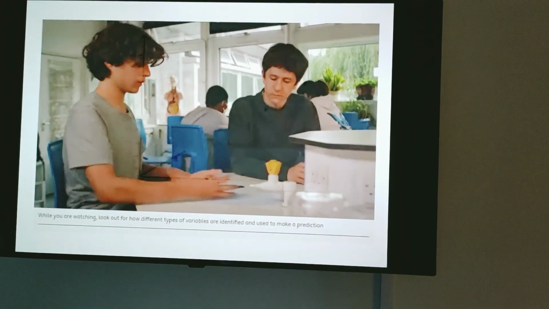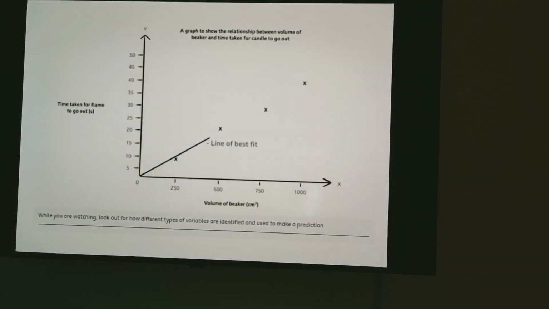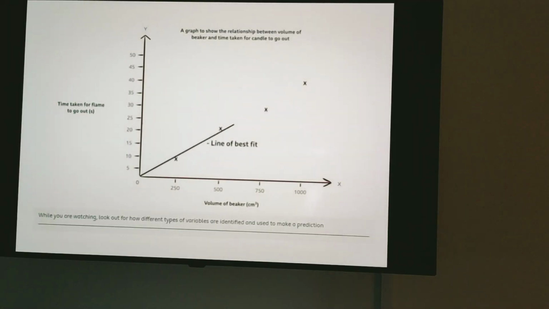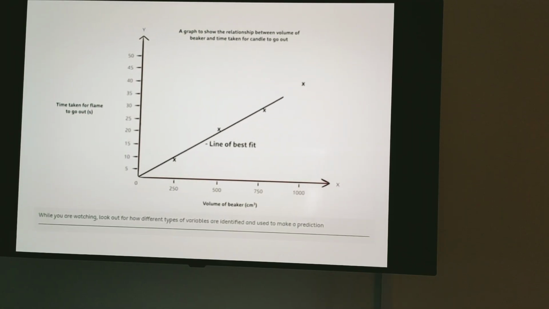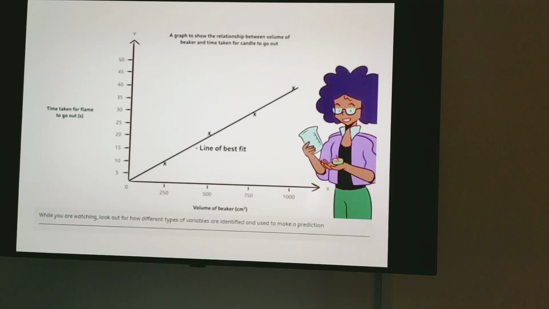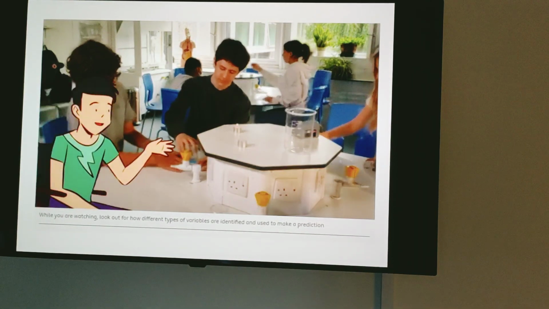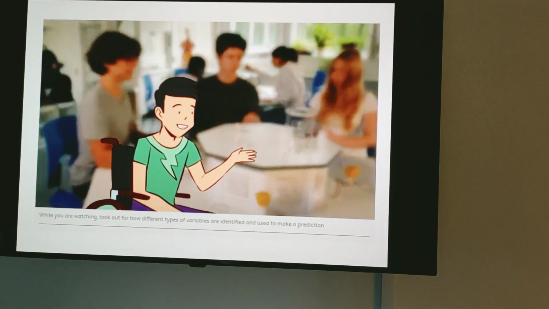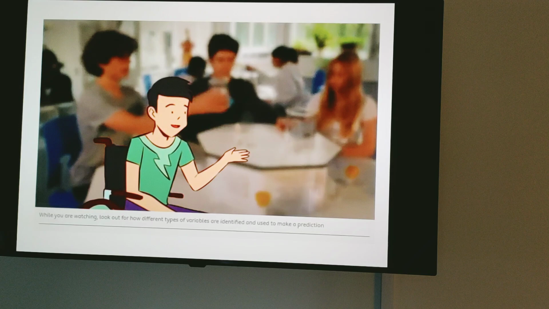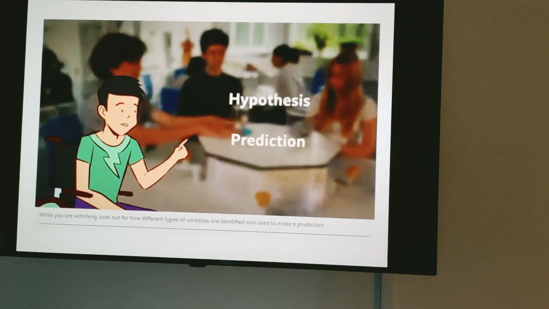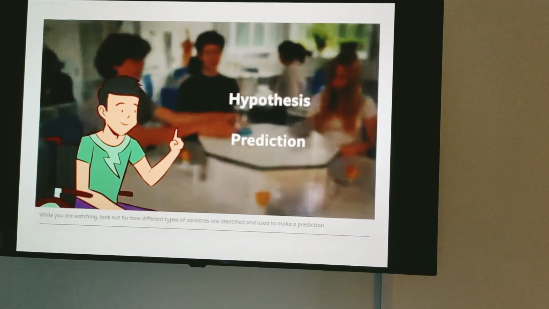Our graph shows us the pattern in our results. The bigger the measuring beaker, the more air, and the longer the candle burnt. So, we have seen an experiment looking at how long a candle burns under different beakers. We have formed a hypothesis, and then we have tested it, looking at the difference between the meaning of the word hypothesis and the word prediction.